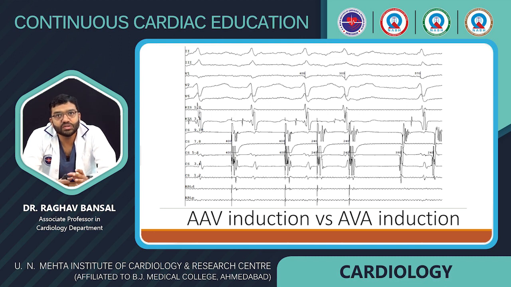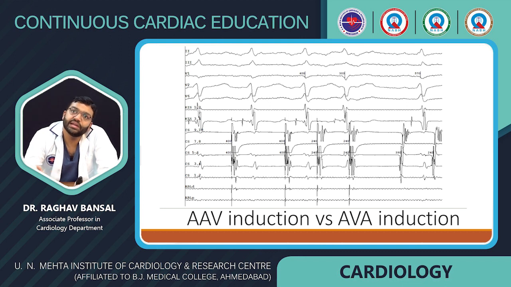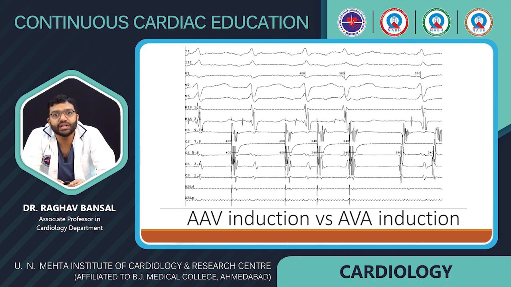Now the starting of this tachycardia is AAV. So the last paced stimulus gives an A, then there is no QRS, it gets blocked into the ventricle, then gives another A, and then starts the AAV induction of tachycardia. So this AAV induction of tachycardia is diagnostic of an atrial tachycardia.